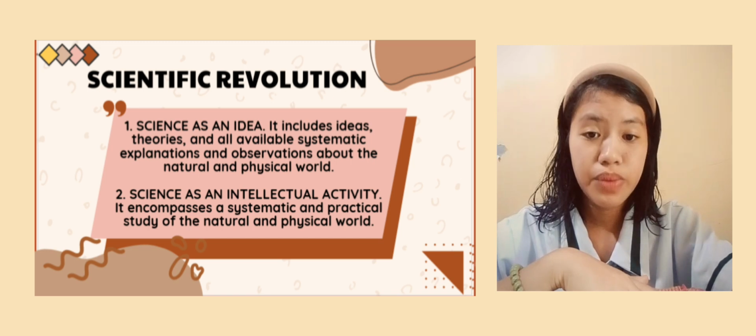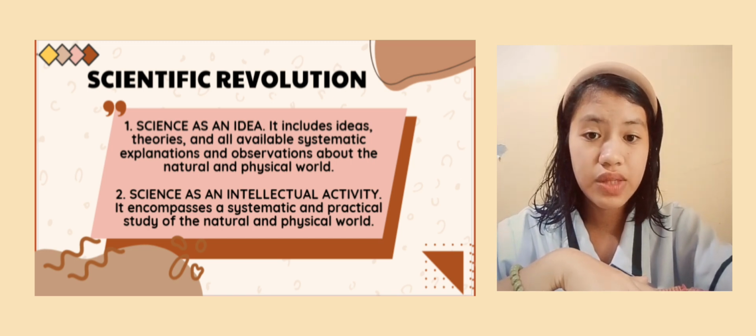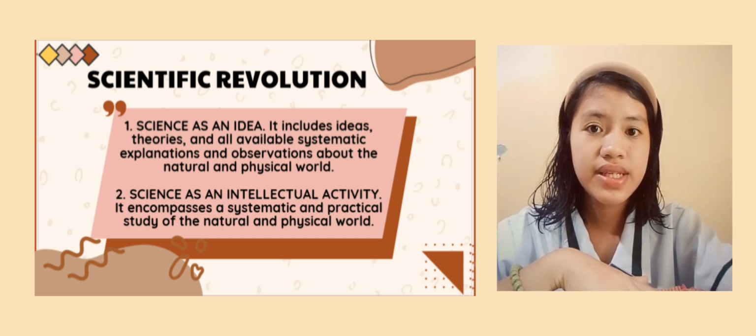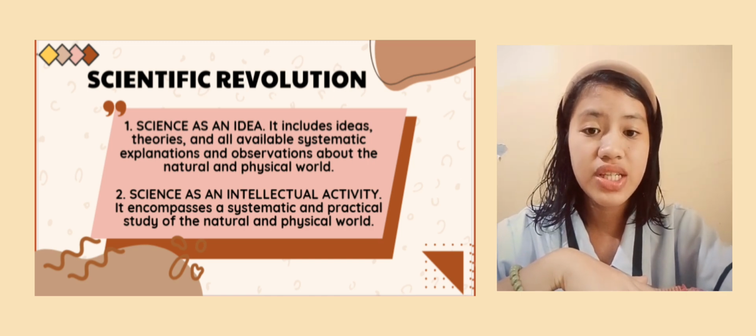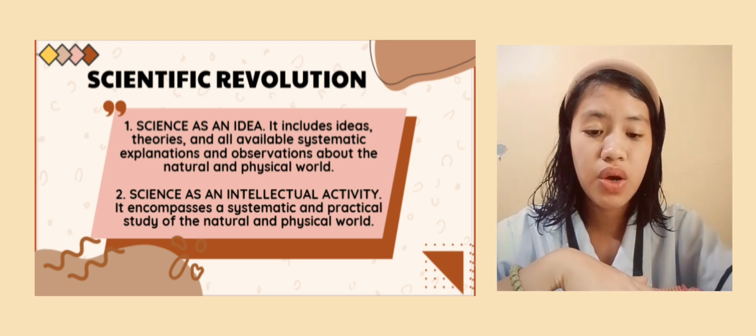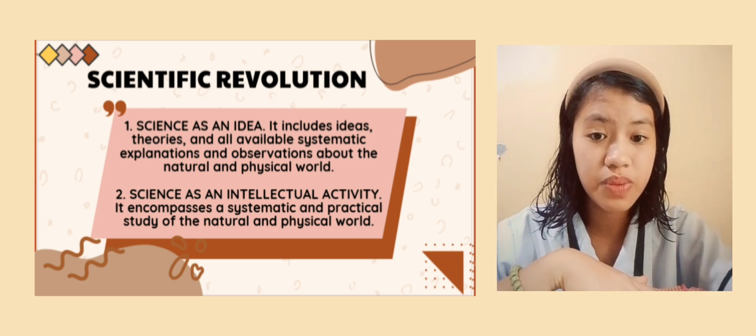Number 2, science as an intellectual activity. It encompasses a systematic and practical study of the natural and physical world. Science is not just about ideas, it's also about the process of discovering those ideas. This involves conducting experiments, making observations, and analyzing data. For instance, Galileo used telescopes to observe the stars and planets, which helped him develop new ideas about the universe.